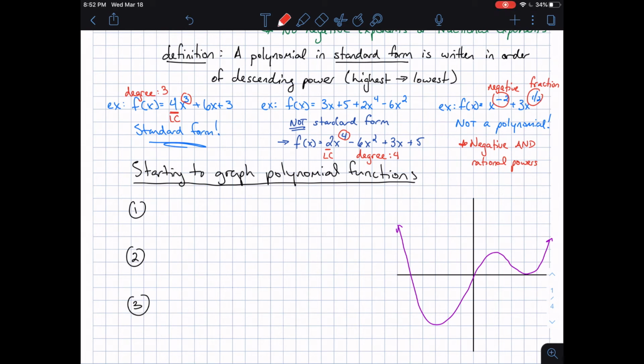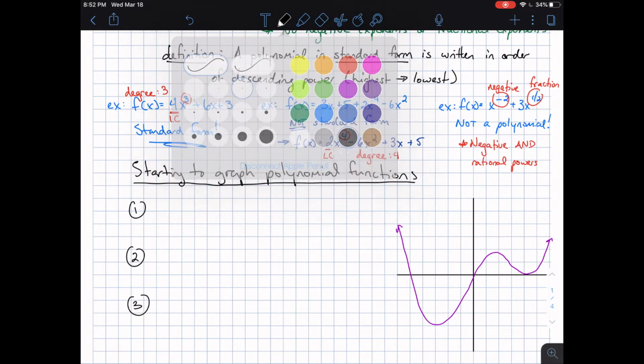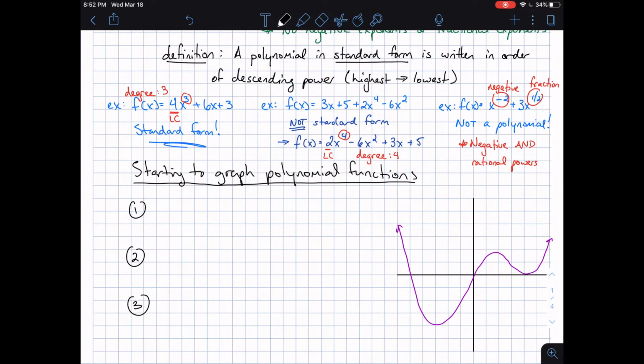So picking up where we left off, talking about polynomials, well, we have these polynomial functions. One of the things that we want to do with them then is start to graph them. So there are some important things that we need to know, just a few helpful things about polynomials that we can use when we start graphing these functions.